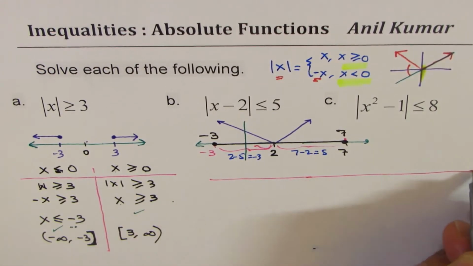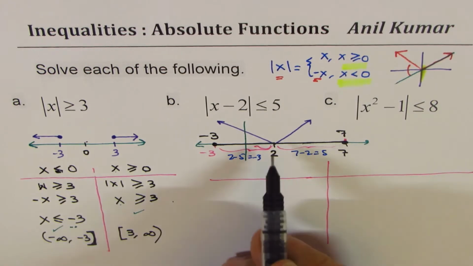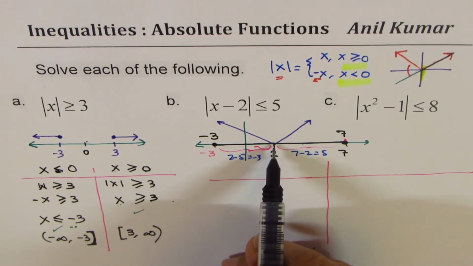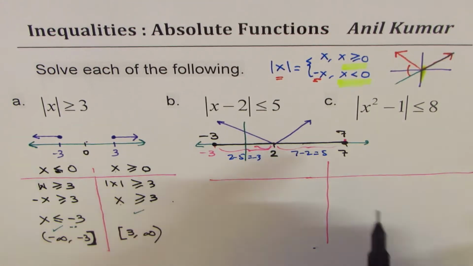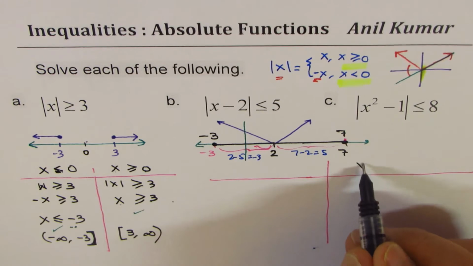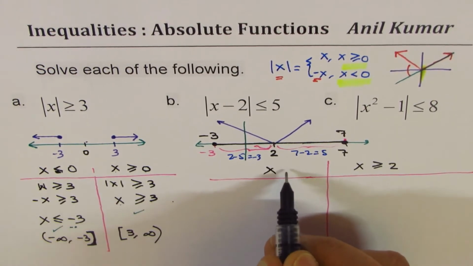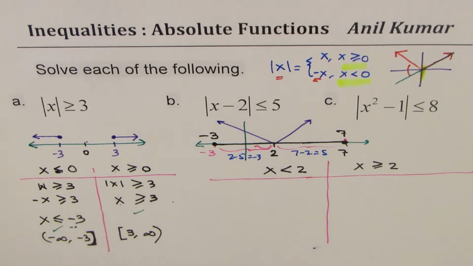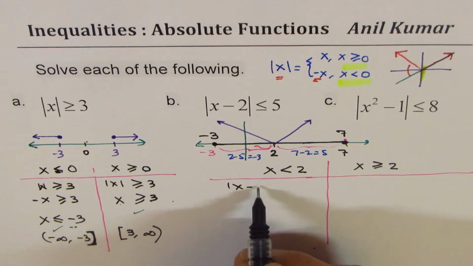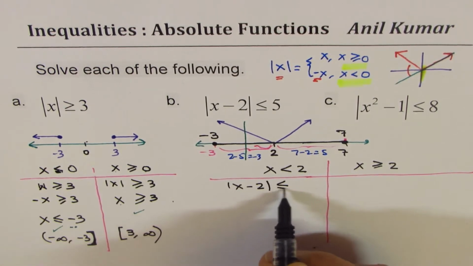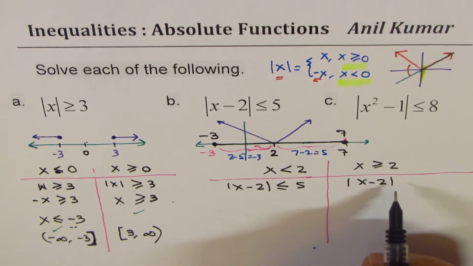Okay, so I'll take more space here to solve this question. So we are considering now two intervals which are divided because of that point here. Anything to the right remains positive. So we are saying that if x is greater than or equal to 2, then what happens? And when x is less than 2, then what happens? Correct? Our equation is absolute value of x minus 2 less than or equal to 5.